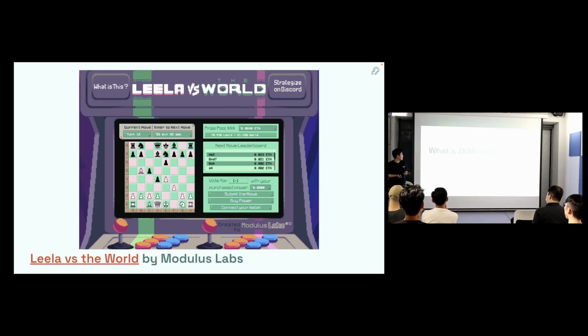And the next thing is, okay, what is ZKML for? For gaming. That's also another use case where people talk about. And the biggest example when we talk about ZKML in gaming is this thing. So it's by my friends from Modulus Labs. It's called Leela versus the World, where they basically train an AI agent to be able to play chess against everyone in the world.